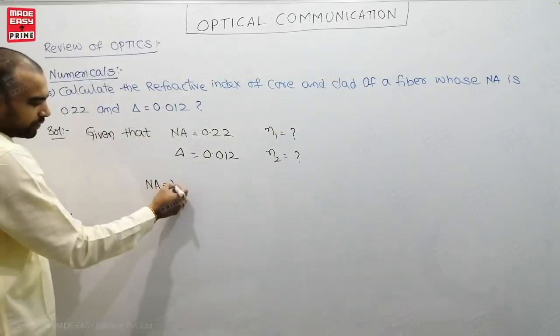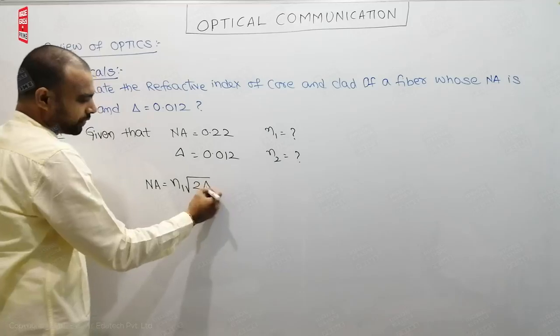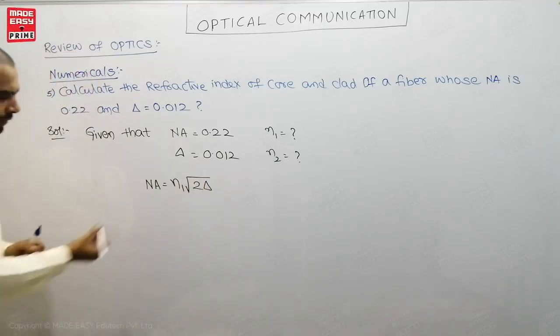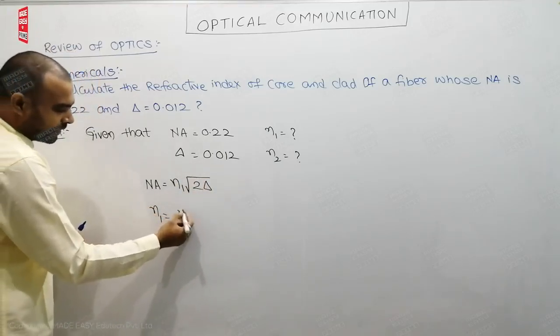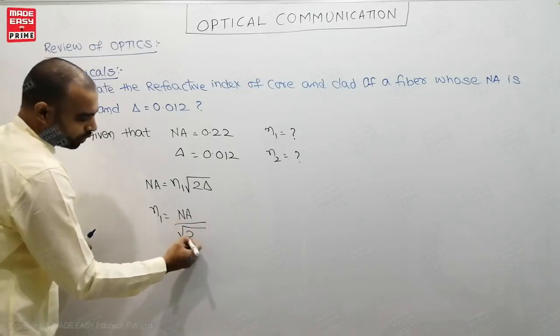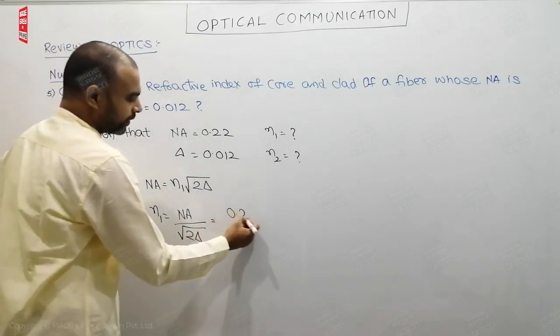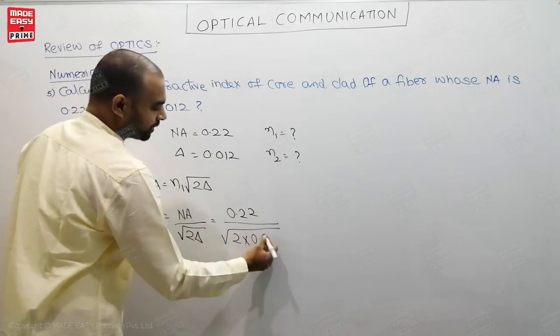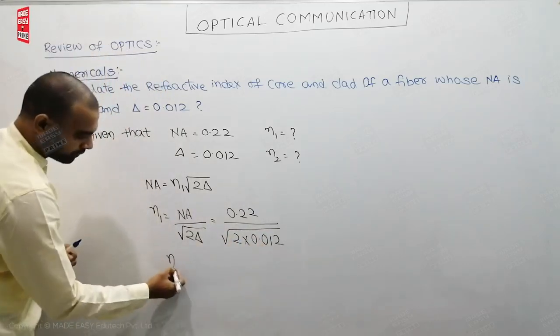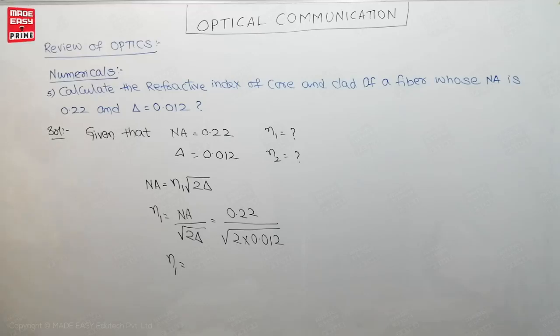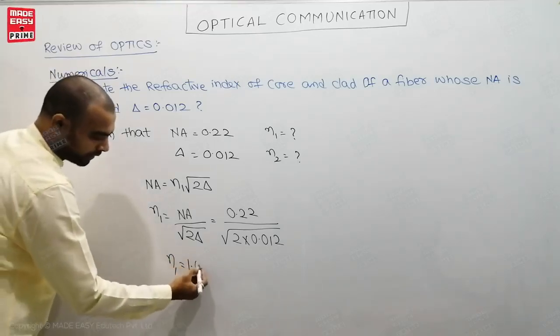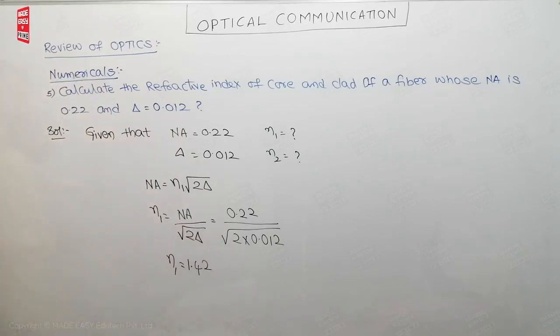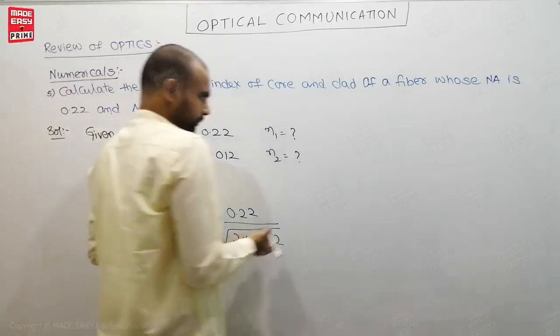NA is equal to N1 into root of 2 delta. So N1 is going to be NA upon root of 2 delta. NA is 0.22 divided by root of 2 into 0.012. Then the value of N1 we get is 1.42. So the value of N1 is equal to 1.42.